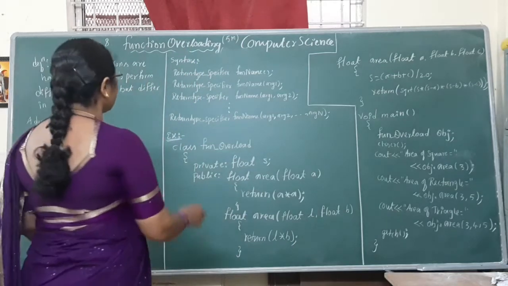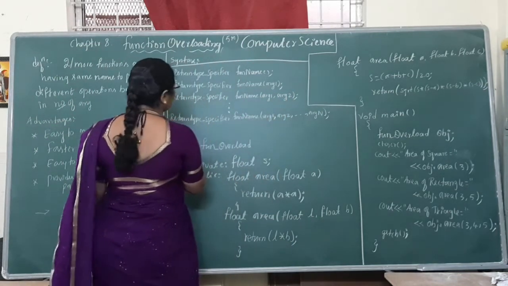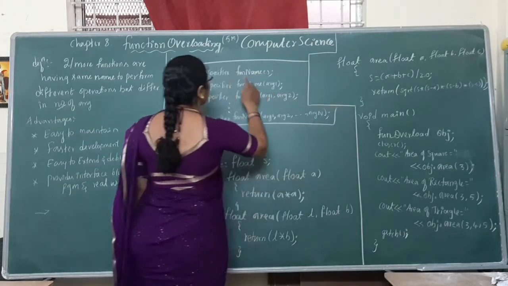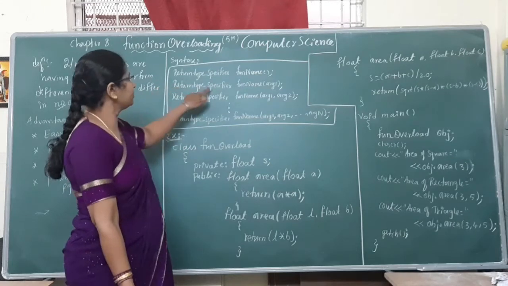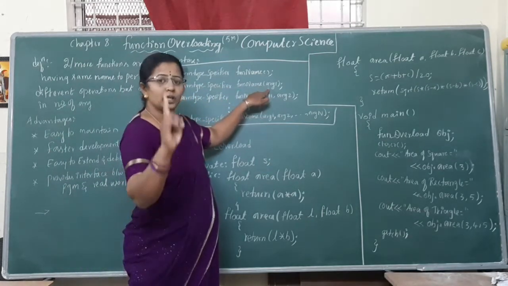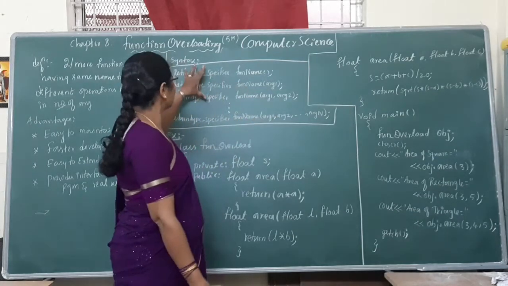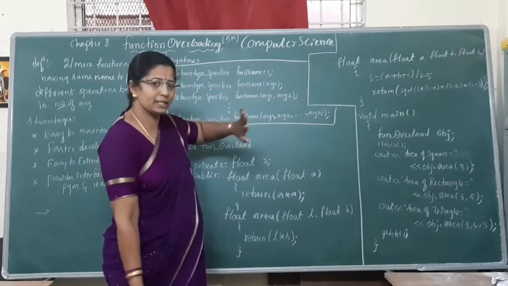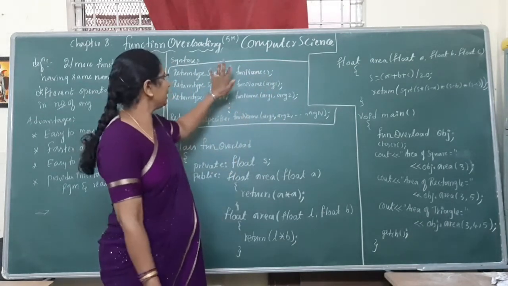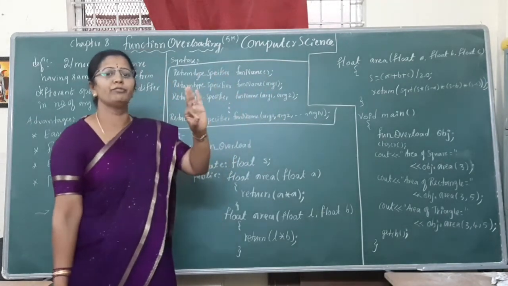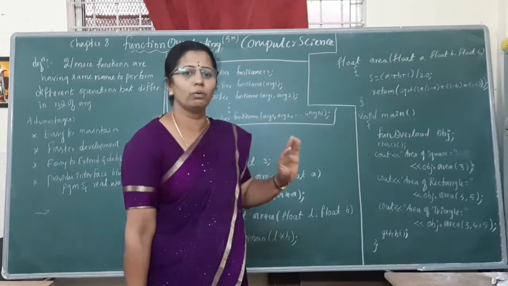This is the syntax. The syntax is followed by the return type specifier, function name, with no argument. Then the same return type specifier and function name, with 1 argument, 2 arguments, many arguments. The function name is the same but it differs in the number of arguments. Each function is used to perform different operations. Hence it is called function overloading.